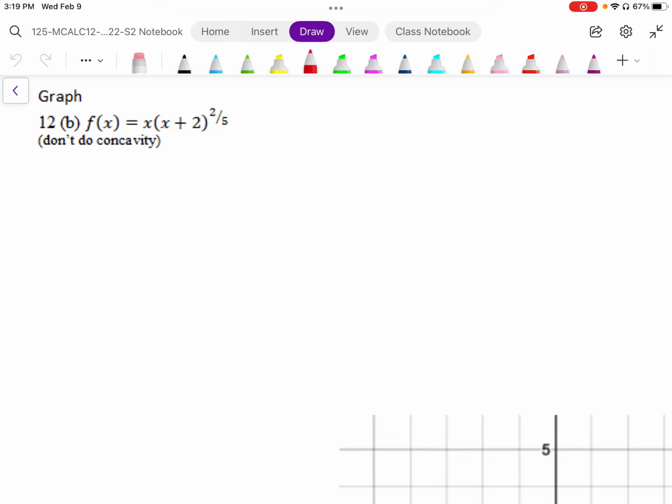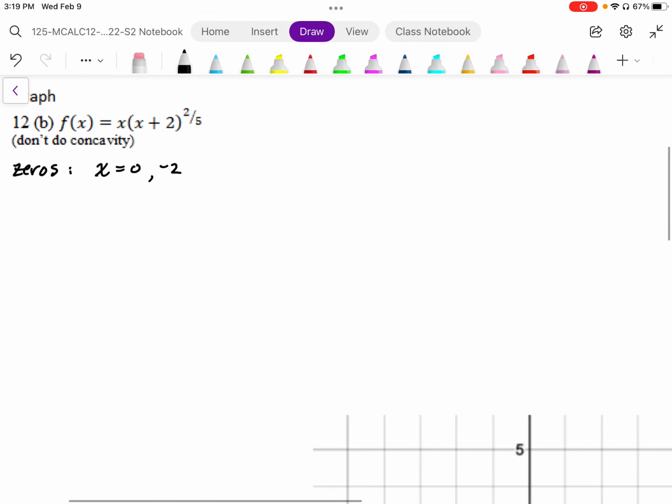So we want to graph this function here. And now it's an awkward function because it is a power 1 times a power 2/5. Okay, so we're going to first start with some zeros of this function. And the zeros are easy because it is already factored. So we have zeros at x equals 0 and x equals -2.